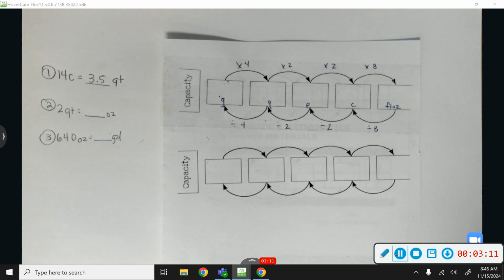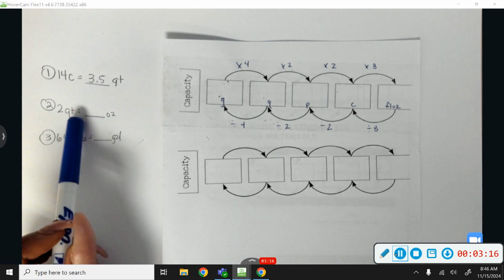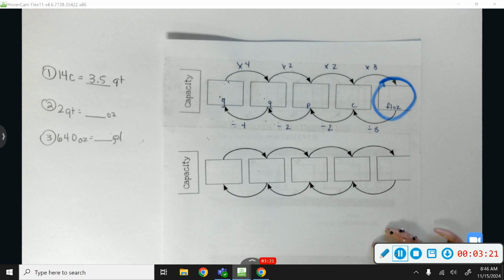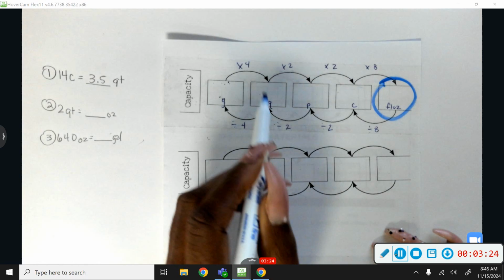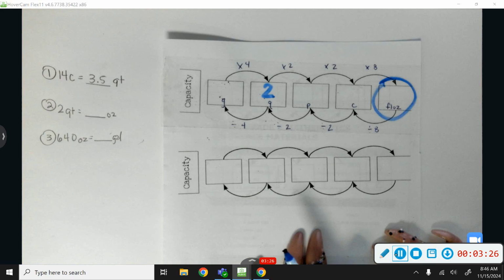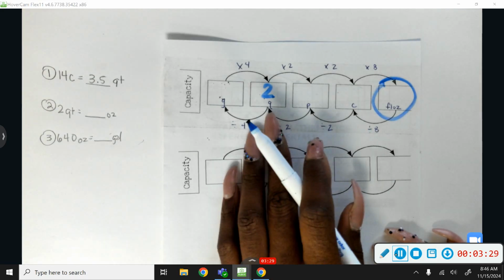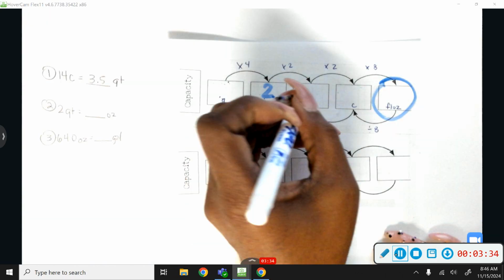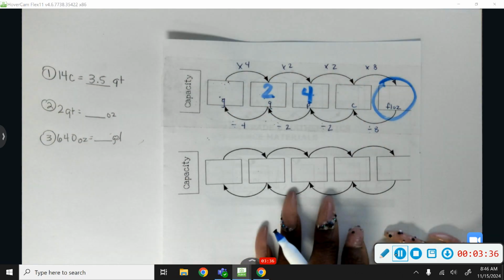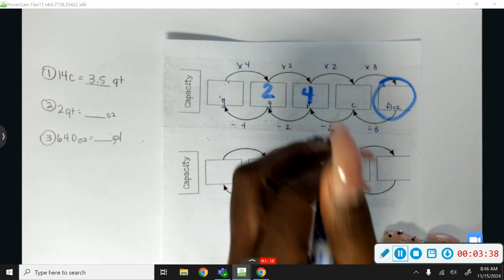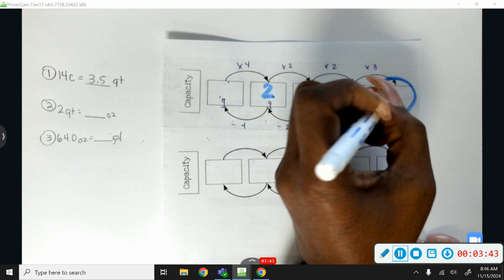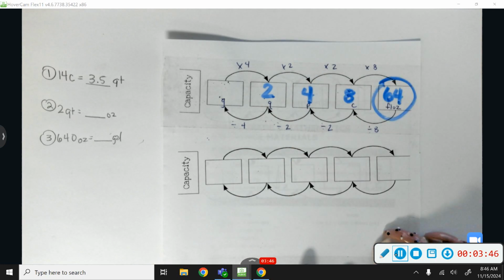Okay, let's look at these last two very quickly. So again, we're going to do the same process. This time we're starting with 2 quarts, and I'm going to ounces. So I'm going to just circle my ounces so I can know where I'm going. And we're at 2 quarts, so I'm going to put 2 right there. Since we're going to the right, since we're going from large to small, we're going to multiply. So 2 times 2 gives me 4. 4 times 2 gives me 8, and then 8 times 8 gives me 64 fluid ounces.